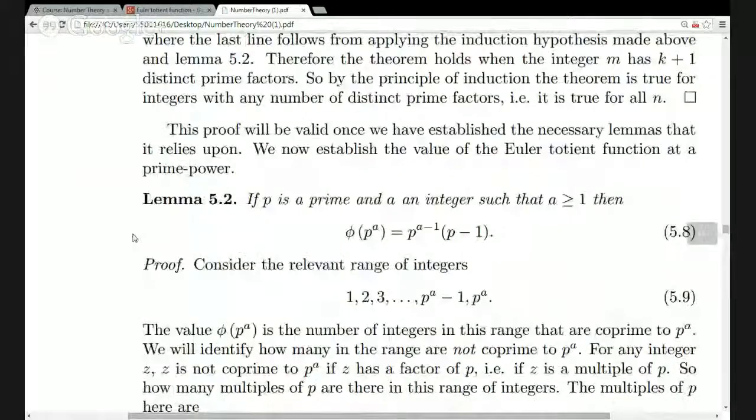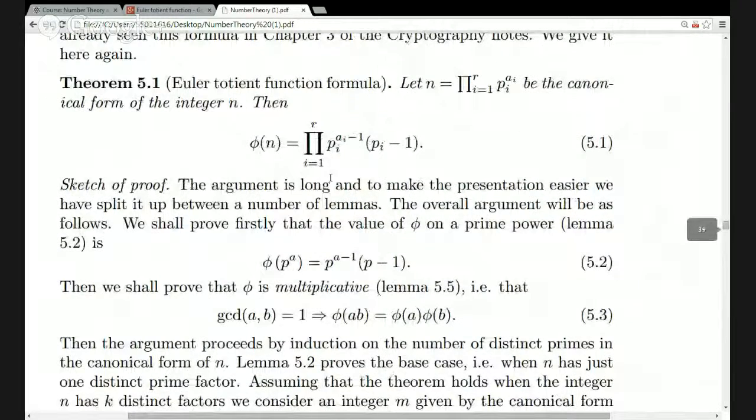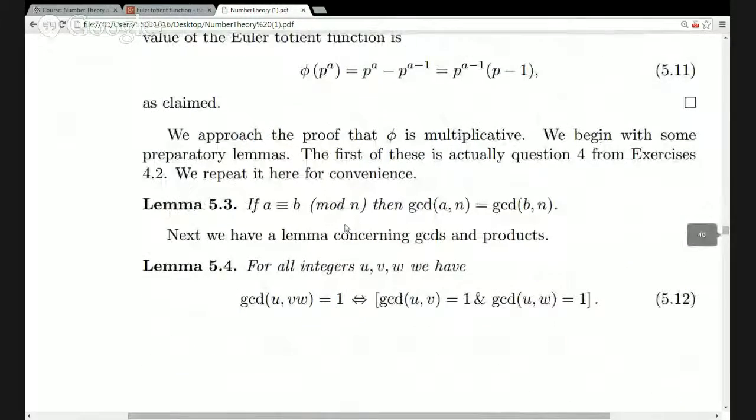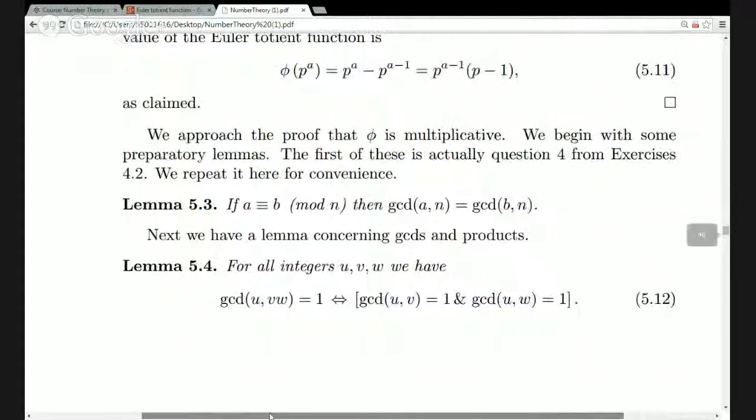So now we come to proving the second step we outlined in the sketch proof. We now have to prove that the function phi is multiplicative. So we have to show that it has this property: if you take two co-prime numbers, a and b, phi of the product a times b is phi of a times phi of b. So we need to argue carefully about co-primeness. Now, co-primeness is defined in terms of greatest common divisor. Two numbers are co-prime if and only if their greatest common divisor is 1. That's the definition of co-prime.